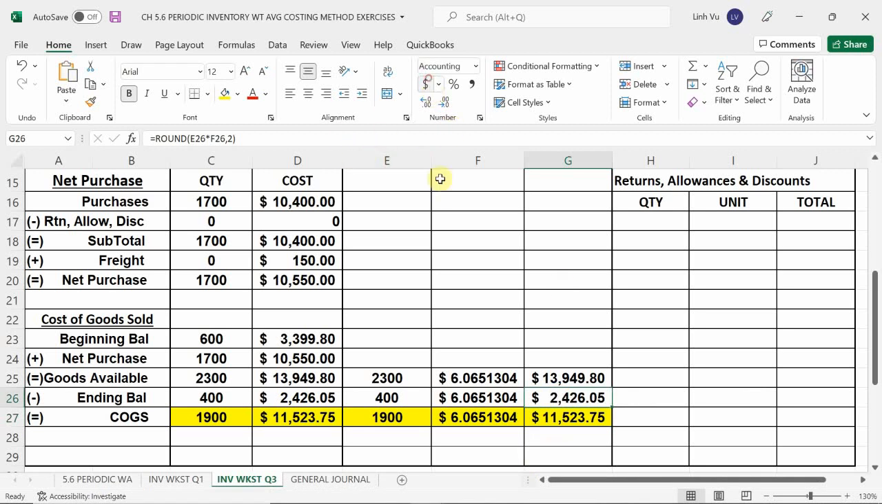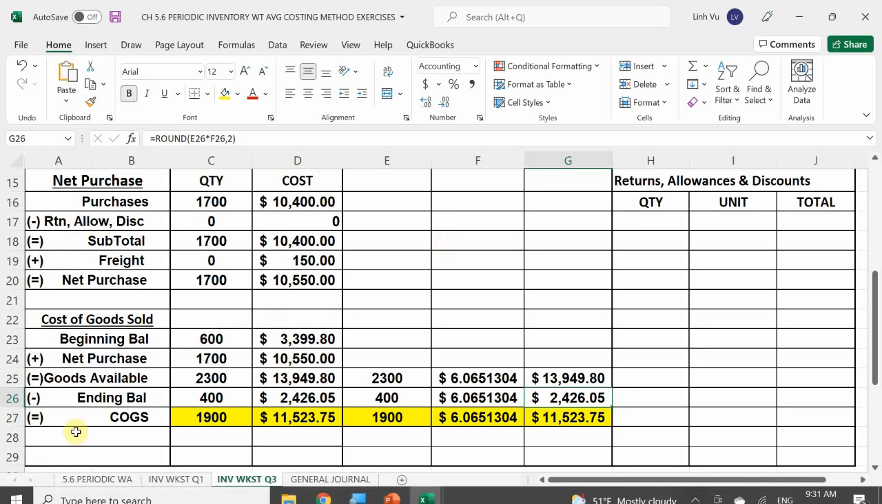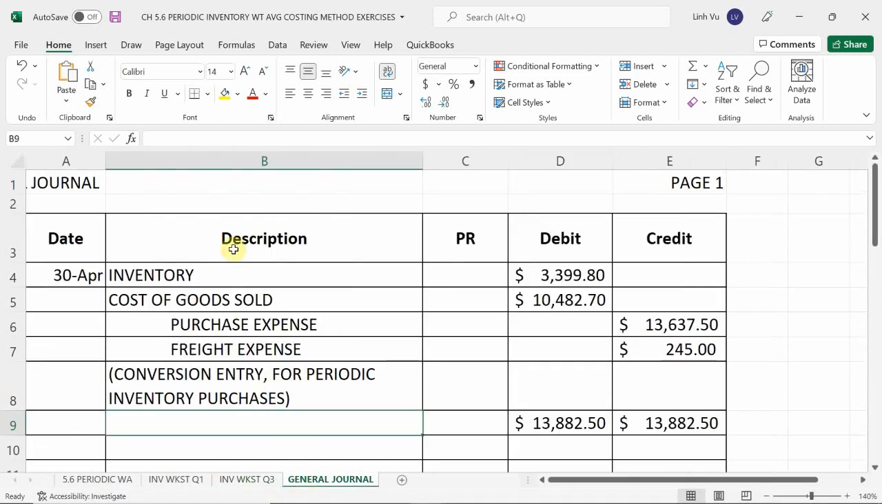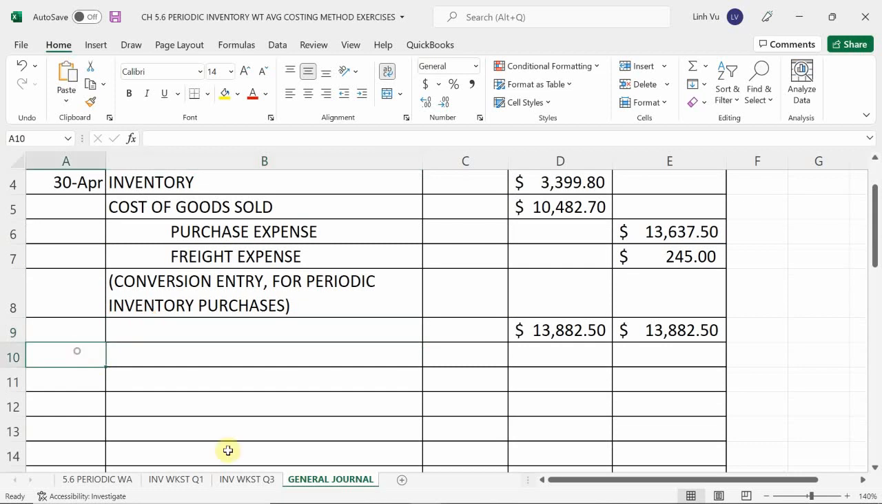All right, so now that we have this, let's go ahead and finish up our conversion entry here. So now that I reached the end of my accounting period, it is now May 31st. How should I record my conversion entry? Inventory. What else?